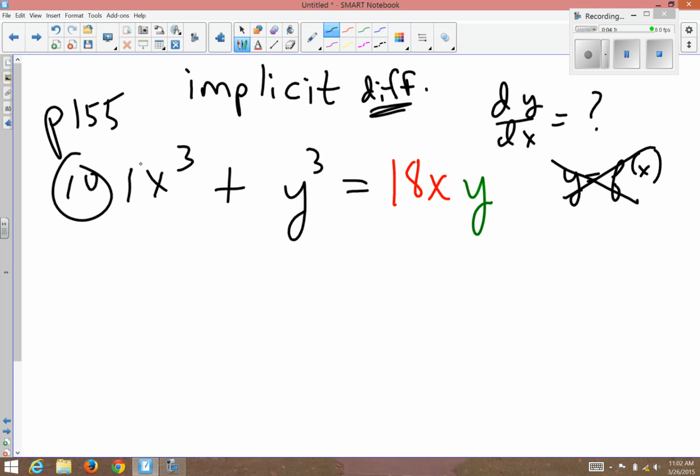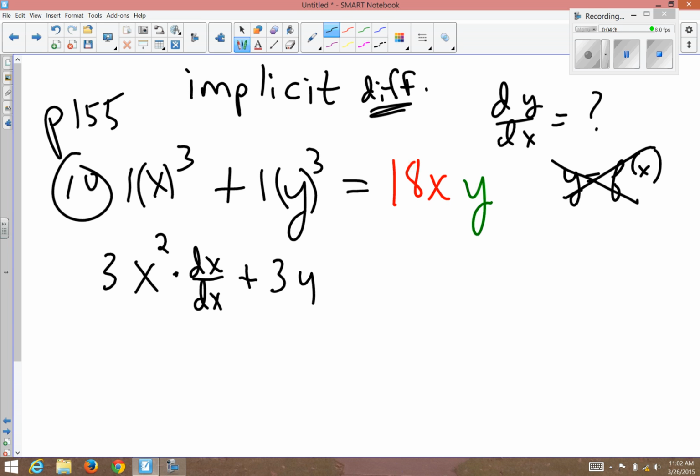I'm going to put a 1 here and parentheses around the x. The derivative of 1x to the third is 3x to the second times the derivative of what's in those parentheses with respect to x. I didn't need to write dx over dx, so if you don't write it, it's okay. After the plus, I'm going to put a 1 here, parentheses around the y. The derivative of 1y to the third is 3 times 1 times y to the second times the derivative of what's in the parentheses with respect to x.